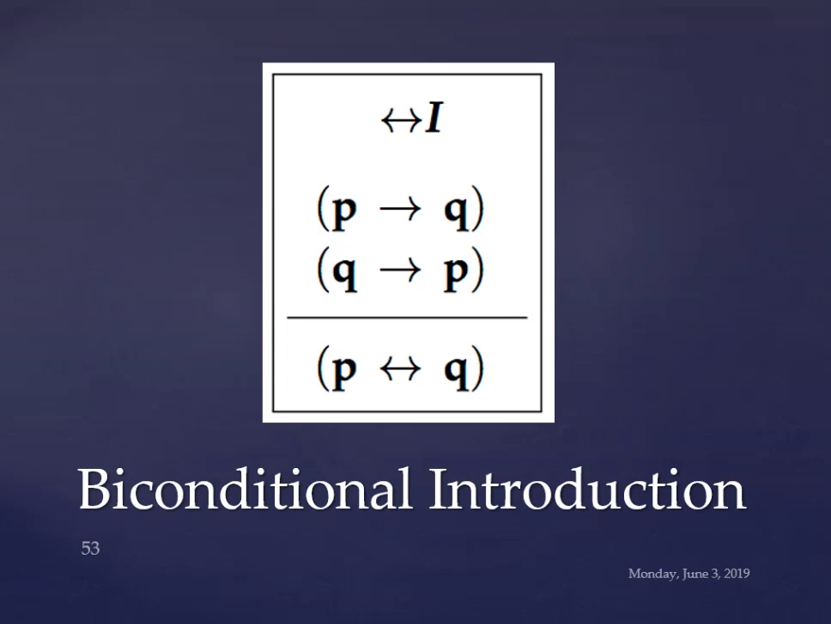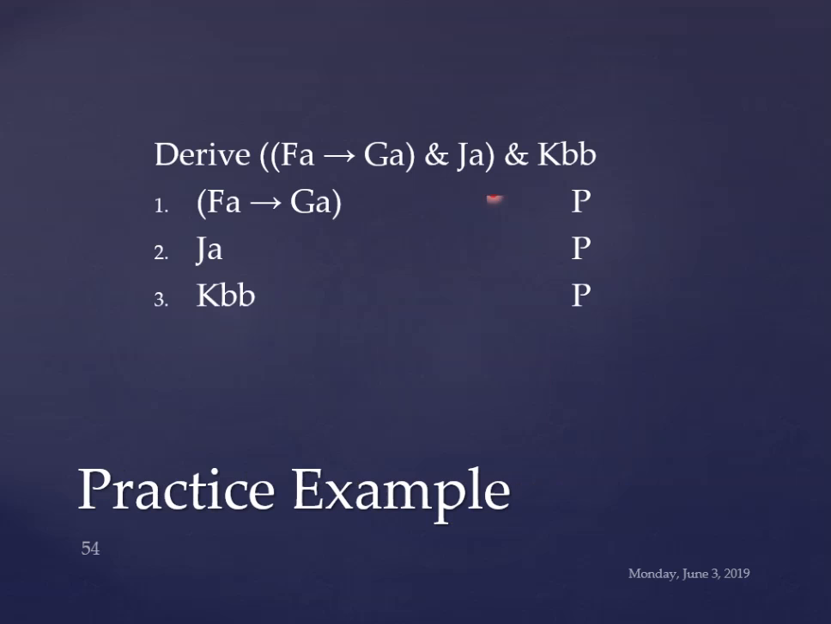All right, so let's get into some practice problems. I want to derive this thing. What you need to do is figure out what the main connective of your target is. If it's atomic, then you don't have a main connective. But here I do have a main connective, and it is right there. It is a conjunction.